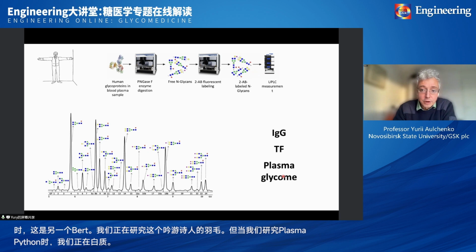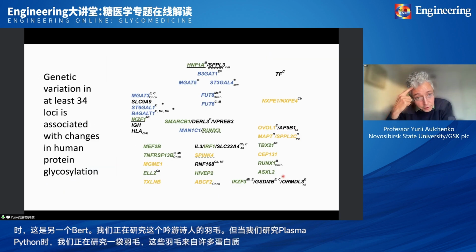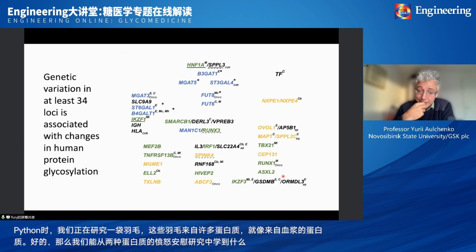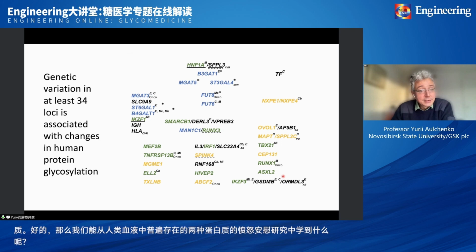Okay, so what have we learned from studies of N-glycosylation of the two proteins which are prevalent in human blood plasma, and the total plasma proteome? So we do see that variation, and here is an important detail, right?